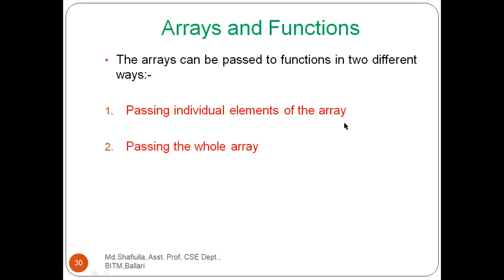In this session, I am going to explain arrays and functions. So, how do we pass an array to a function? The main concept here is how can we pass an array to a user defined function. You can pass an array to a user defined function in two different ways. Either you can pass the individual elements of the array. Suppose an array has 5 elements, you can pass 5 elements one after the other individually. First I pass the first element, then the second element, third, fourth, fifth.